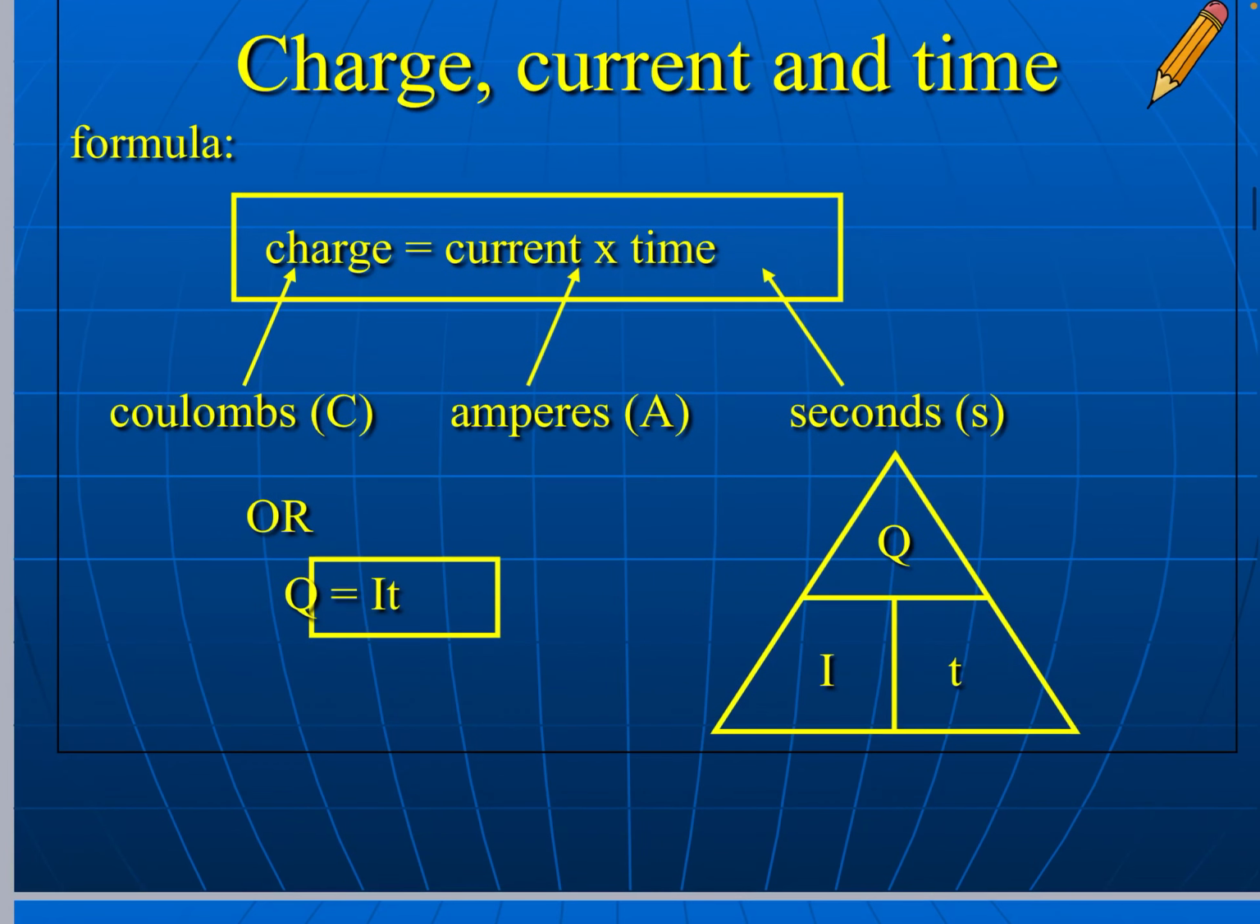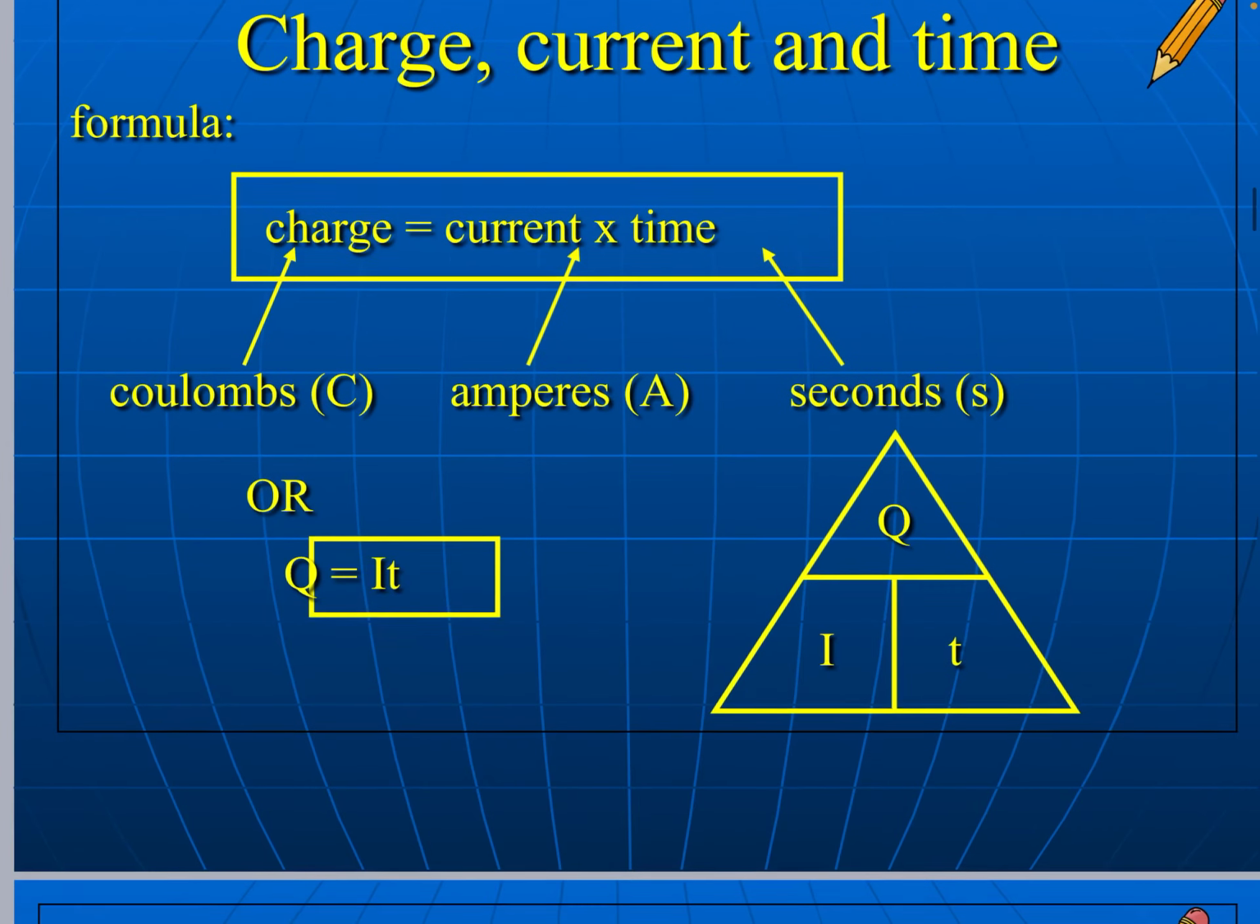So here's how it links together in a formula. Charge equals current times time, which is written as Q equals IT. That should be in a box, but it's gone a bit wonky on the PowerPoint. If you put that into a triangle to work out the other things: if you're working out charge, you do current times time. If you're working out current, you do charge divided by time, and if you're working out time, you do charge divided by current. Same as all the other equations that we've used.